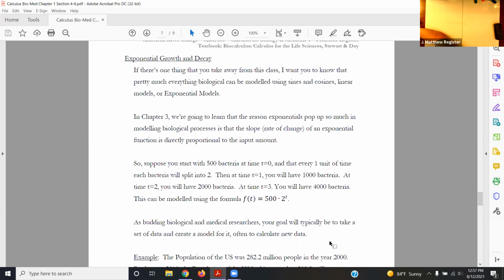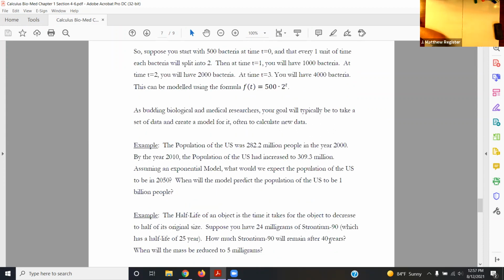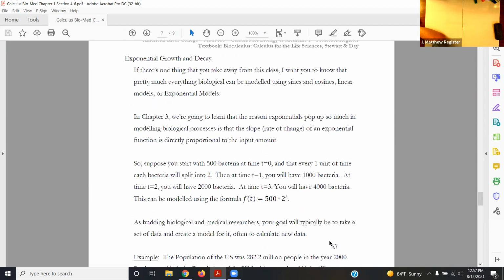We also have the idea of exponential growth and decay, and notice this is more of just a big picture idea. This is definitely leading into the chapter 3 idea. When you think about things in biology and medicine, almost all of it is tied to sines and cosines, linear models, and exponential models.